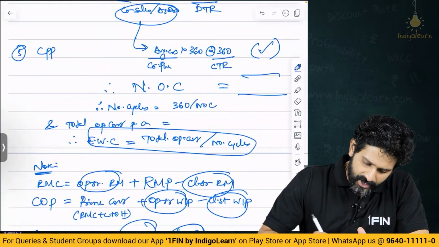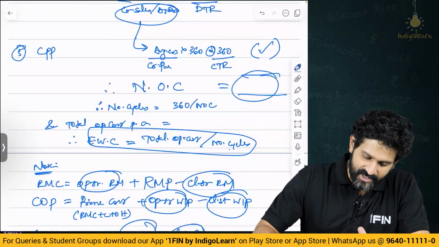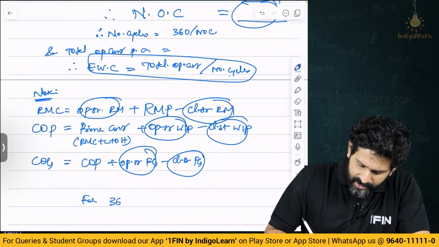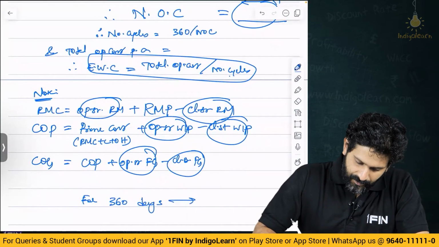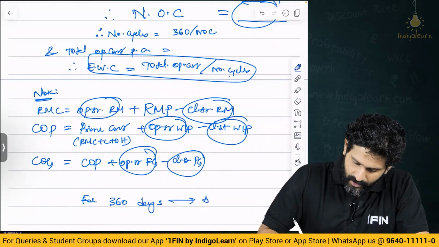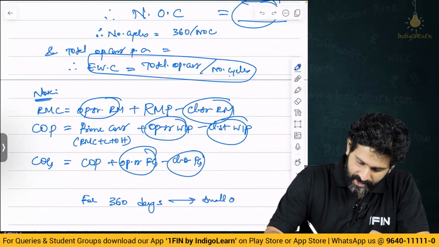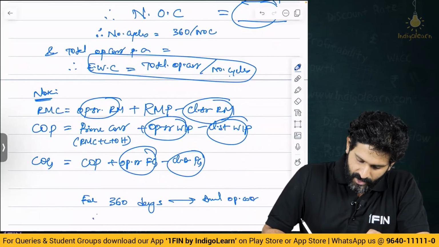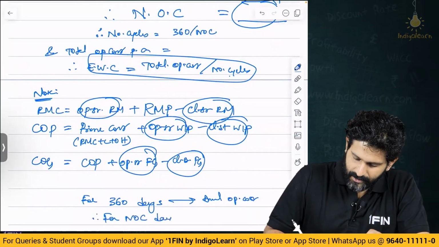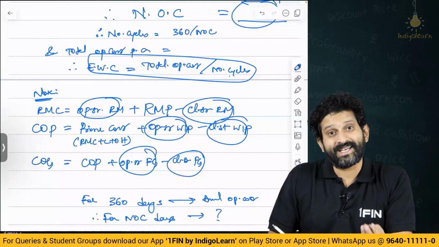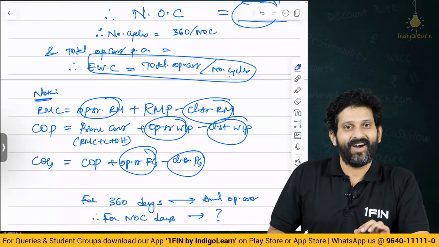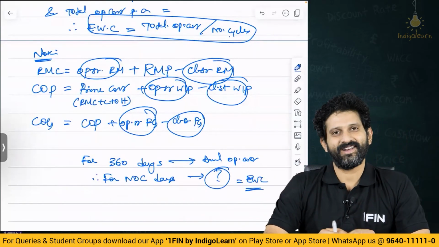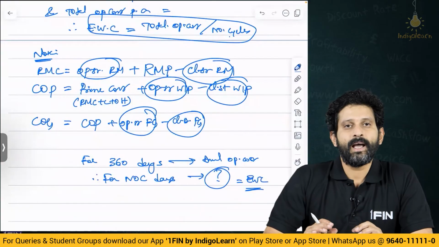We also said, instead of number of cycles, from the NOC itself we can use another method of computing. For 360 days, we have the annual operating cost or total operating cost. Therefore, for net operating cycle days, how much will be the cost, or how much has to be invested, or how much has to be blocked, or what is the fund required? That is our estimated working capital. So this is how we finally compute our estimated working capital based on the net operating cycle method.